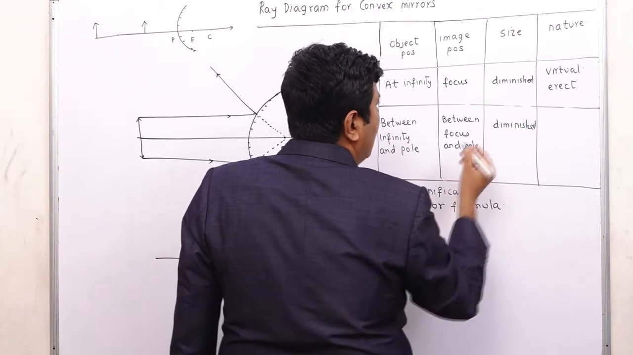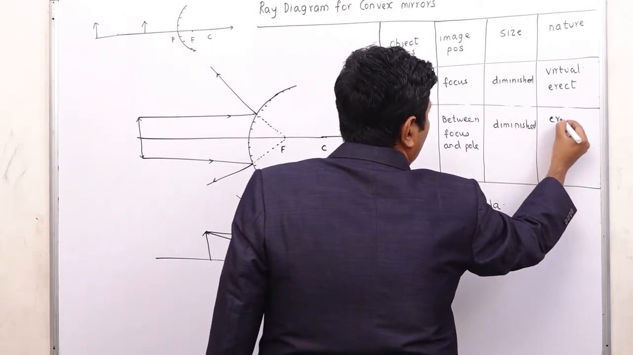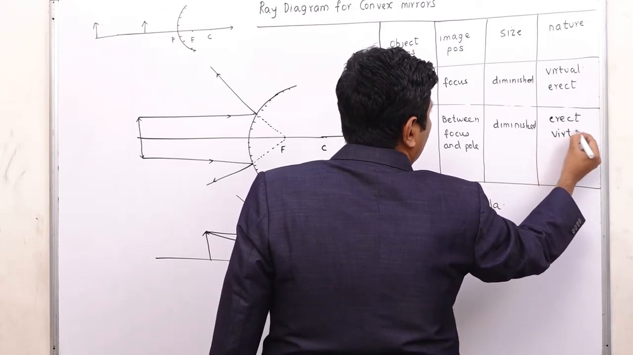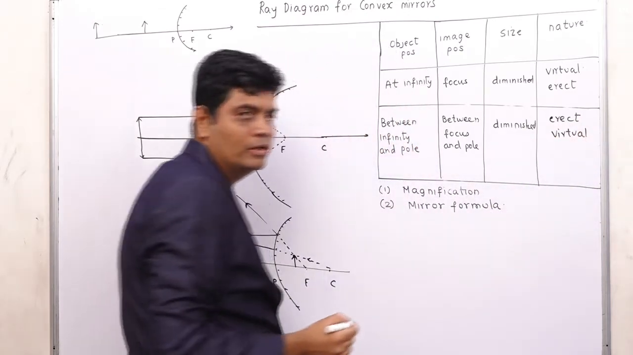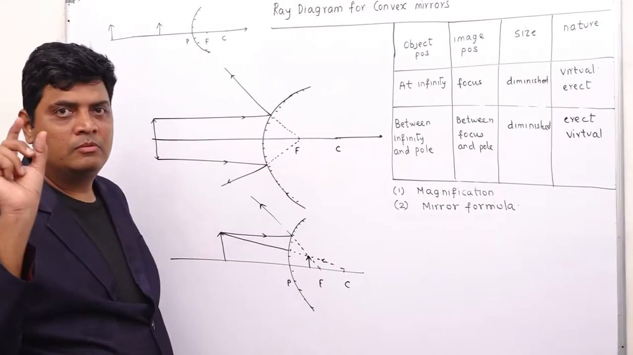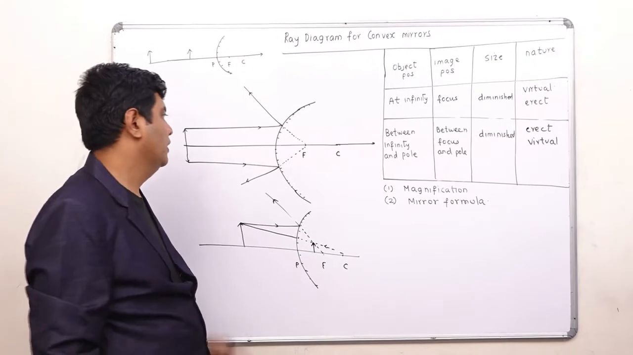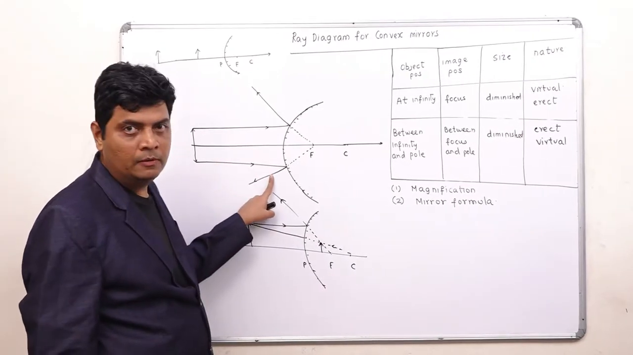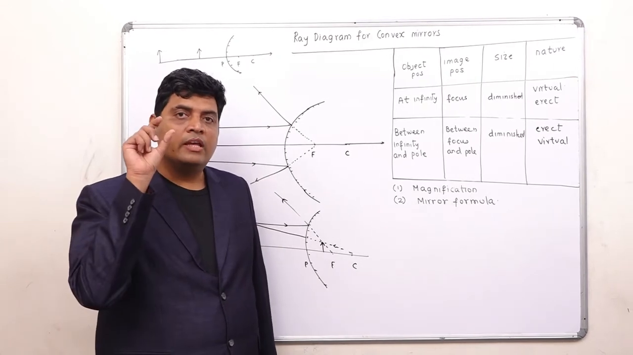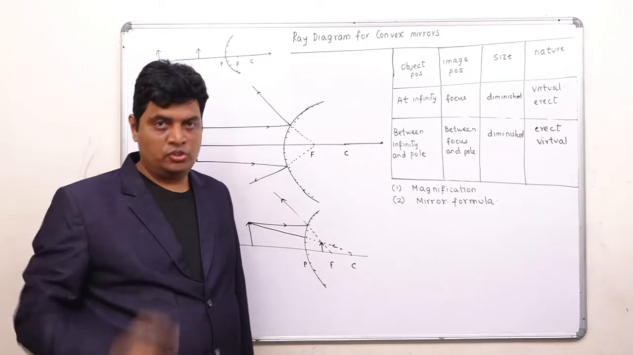It is diminished and it is erect. Because it is virtual, it is erect. Because it is erect, it is virtual. Again, from the ray diagrams, please keep in mind one important thing. In case of a convex mirror, the image formed is always erect and it is diminished.